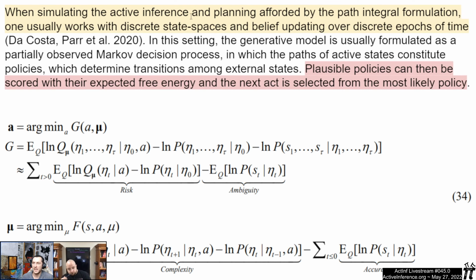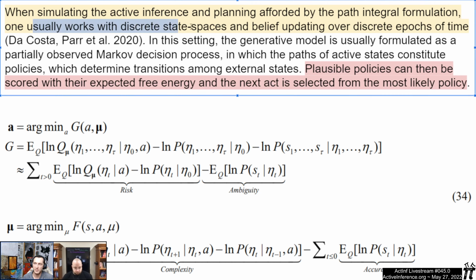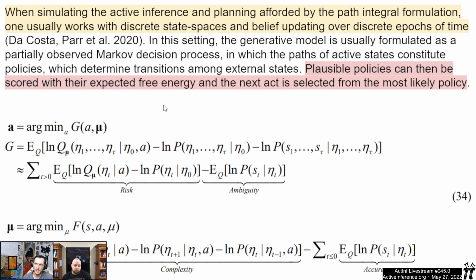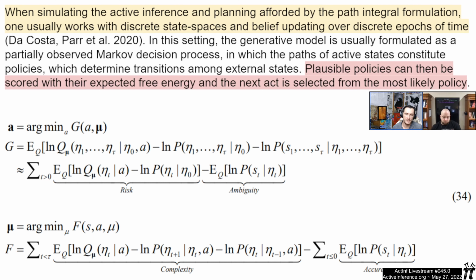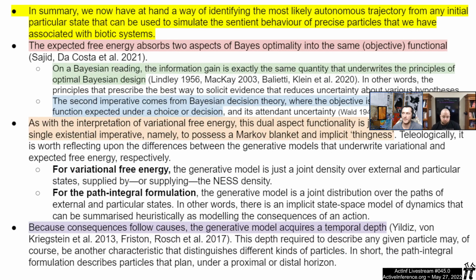When simulating with active inference and planning afforded by path integral formulation, one usually works with discrete state spaces and belief updating over discrete epochs of time. That's where the partially observable Markov decision process, POMDP, comes into play. And plausible policies can then be scored, evaluated, based upon their expected free energy, and the next action is selected from the most likely policy. Policies are sequences of actions that can be taken.